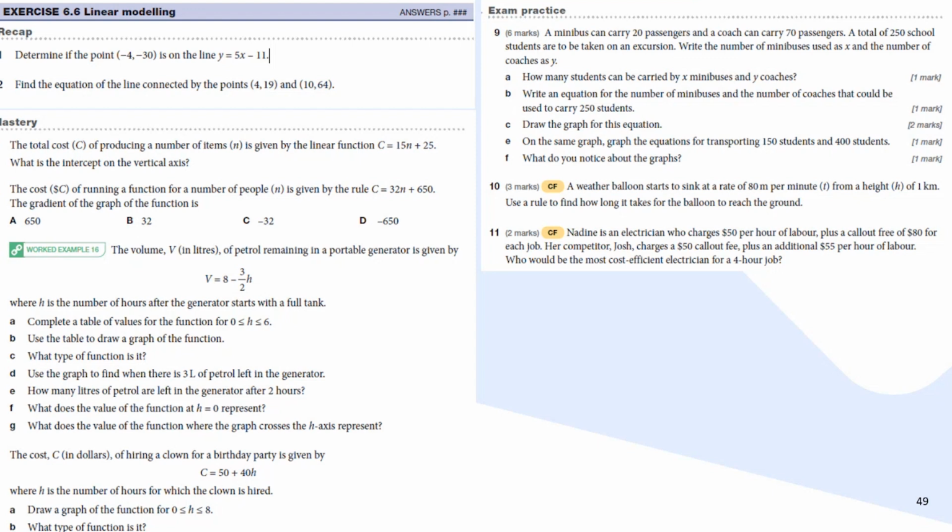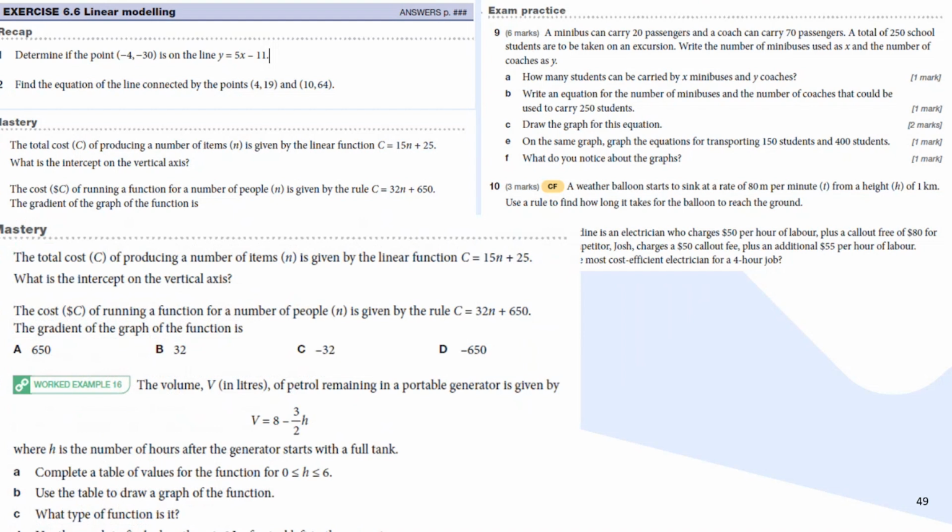The first 2 questions under that recap title are drawn from the previous section, 6.5. They are questions that test the really important skills that were covered in that previous area. After that, the second section is our mastery. And mastery really is taking the content that students have covered within that section of the book and then providing them with an array of questions that show how that content can be used.